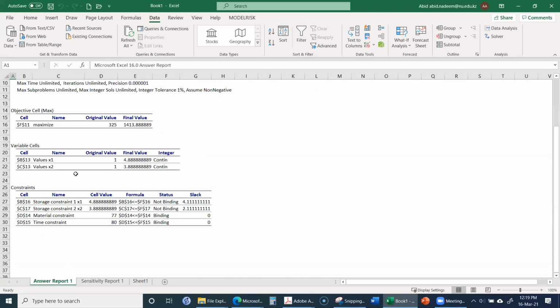Okay, so now this answer report also tells us about the values which were changed. X1 and X2, initially we took 1 and 1 as values, but finally we got our answers at 4.88 and 3.88. And whether these values were integer, it says contain, so this means that it is not integer. We did not consider them as integer.